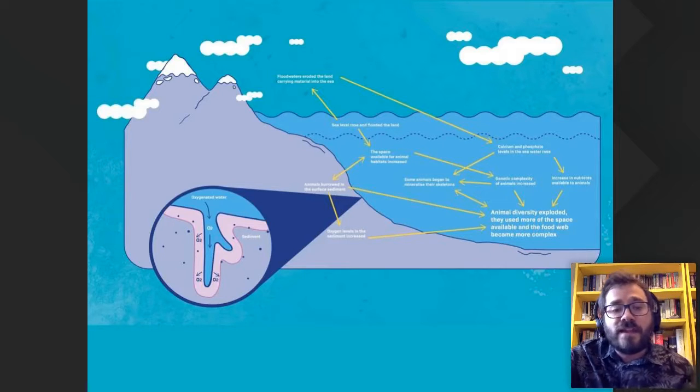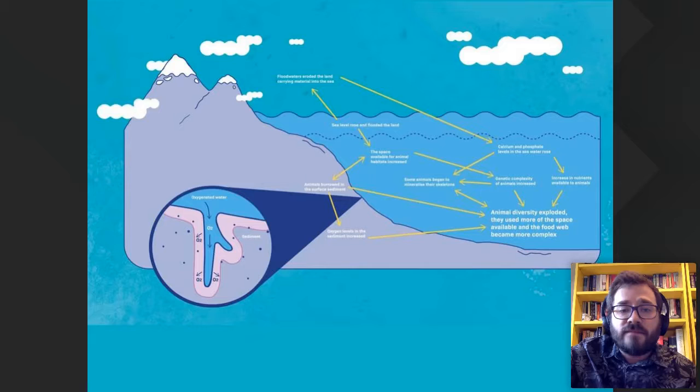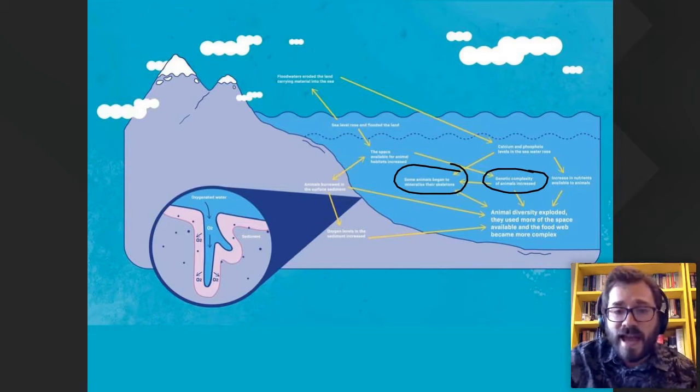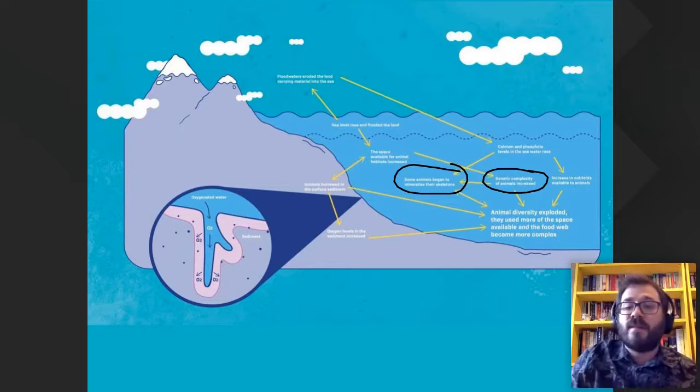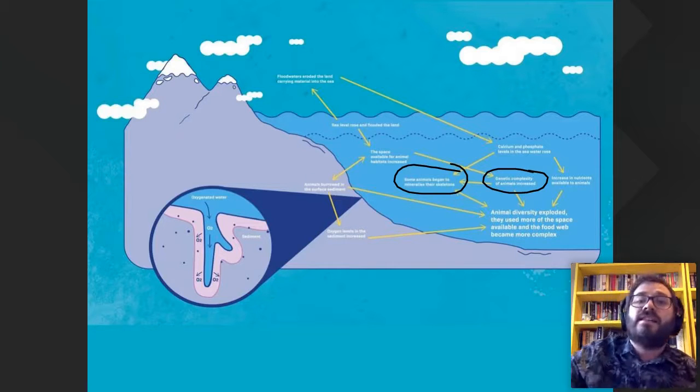And I want to focus in on two of these factors. So they are here in the diagram. We've got an increase in genetic complexity and animals beginning to biomineralize, to use minerals from the seawater to build their skeletons.